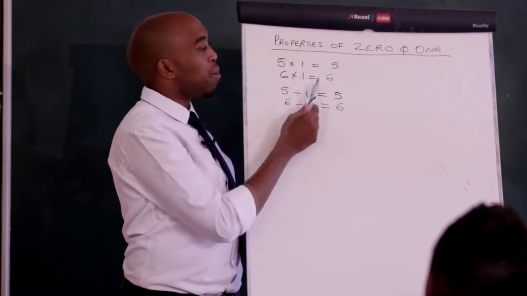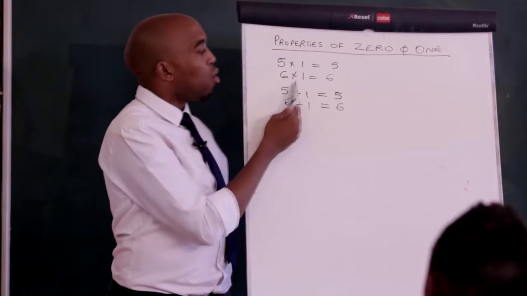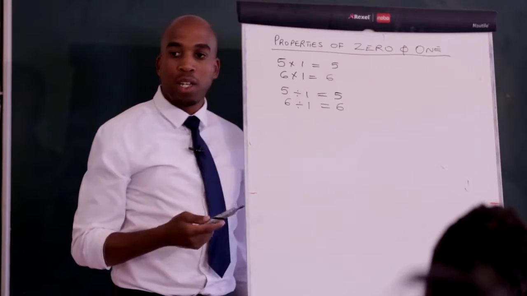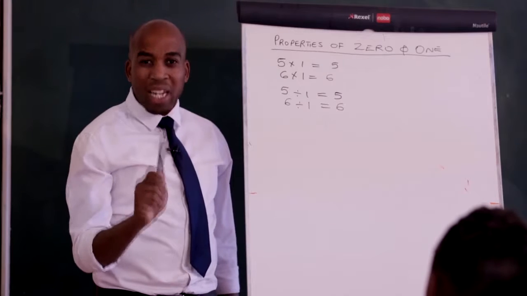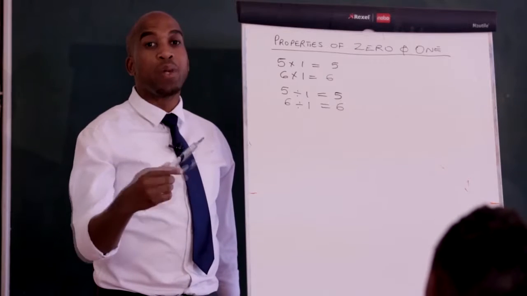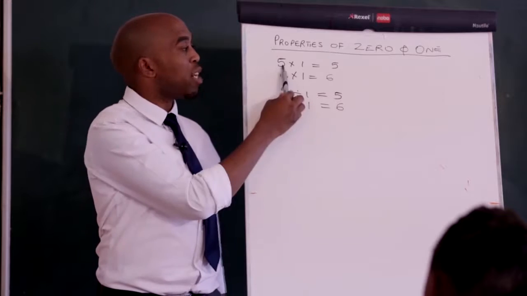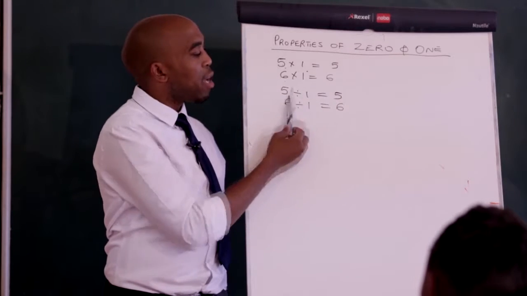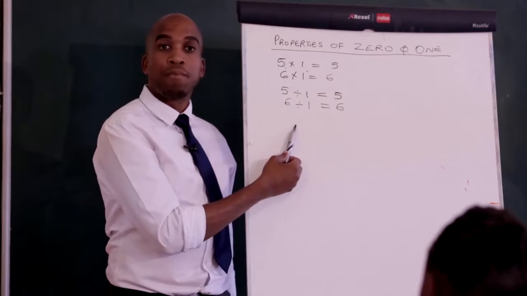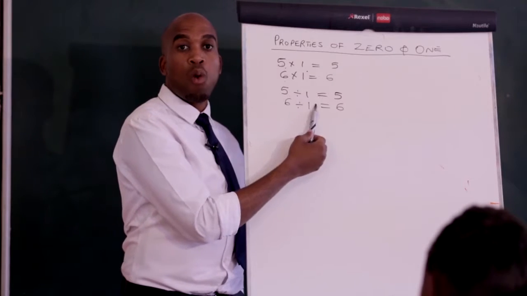is. So any number when you multiply by 1, it comes back as it is. Or any number when you divide it by 1, it comes back as it is. Right? My classmate, this is very important. Any number that you multiply by 1 will come back as it is, just like I showed you: 5 times 1 is 5, 6 times 1 is 6. The same applies with division. 5 divided by 1 is 5.